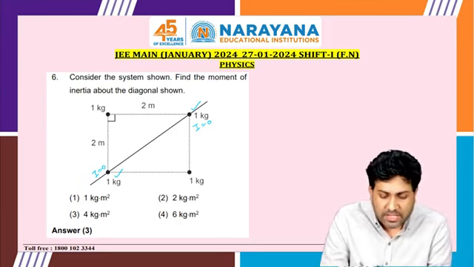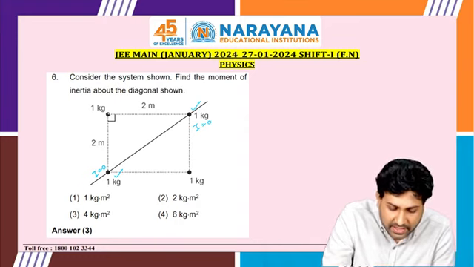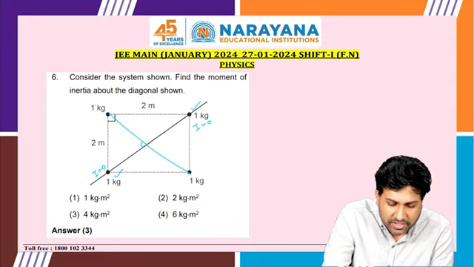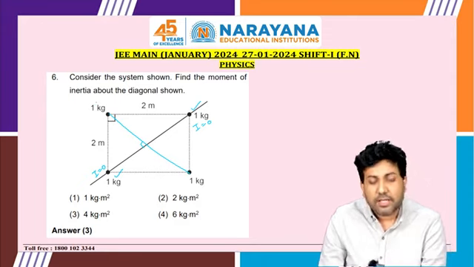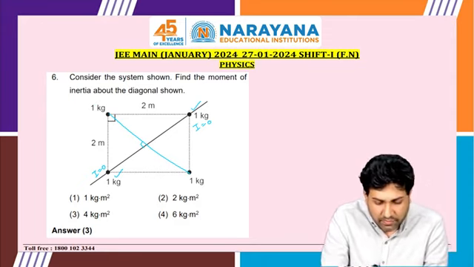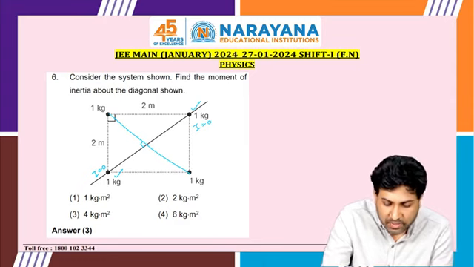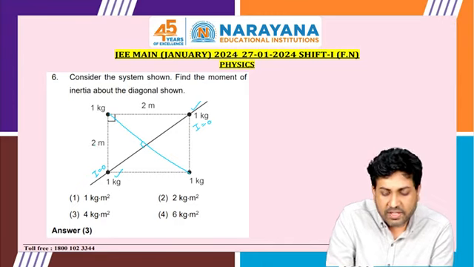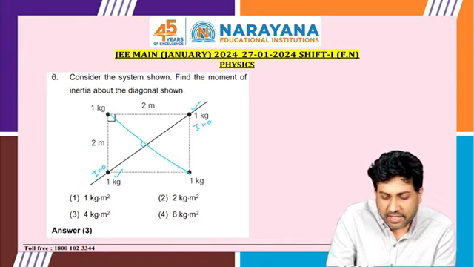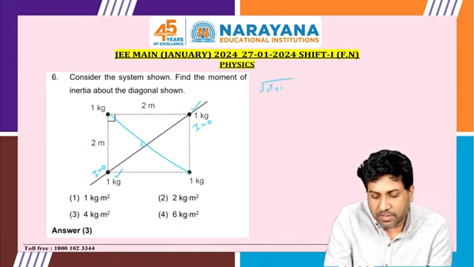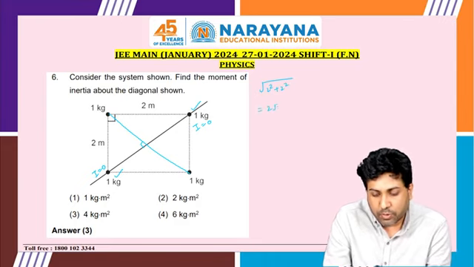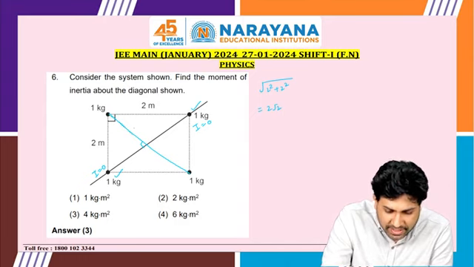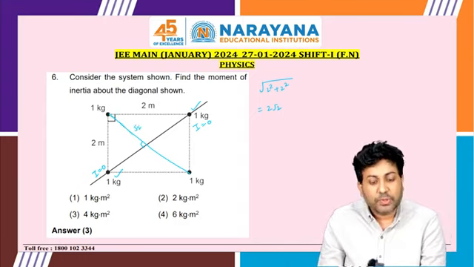And because it's a square, I can say that these two diagonals are perpendicular. So the perpendicular distance of this 1 kg from this diagonal will be equal to half of this diagonal length, and the diagonal length is, because this is 2 meter, this is 2 meter, root over 2 square plus 2 square, that is 2 root 2. Okay, that means this perpendicular length is only half of it, so that's root 2.